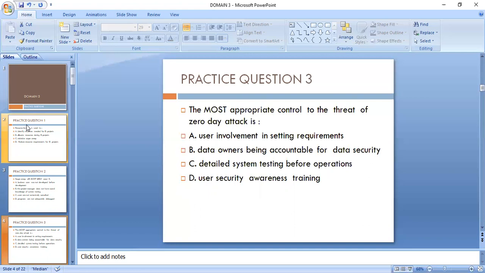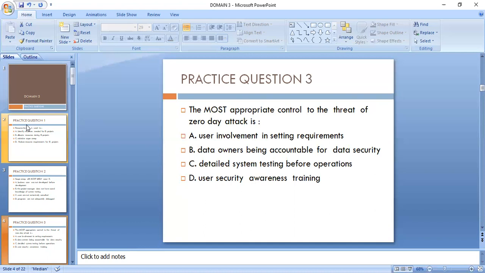So they look for hidden vulnerabilities that even the developers may not be aware of and exploit them. So the best way to prevent that is to do detailed system testing in the test environment before you move the application to the live environment. B looks good, but it's talking just about data security, and there are so many other issues at stake in software apart from data security. So what about vulnerabilities that can be exploited and lead to denial of service and so on?